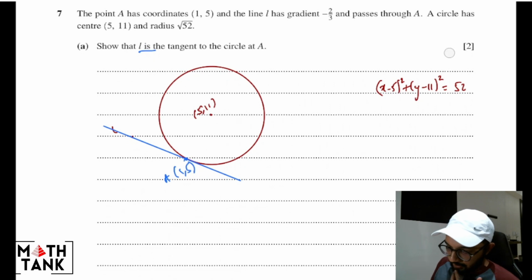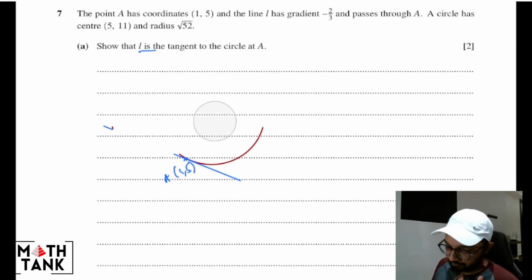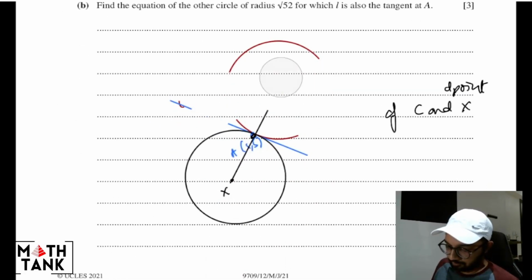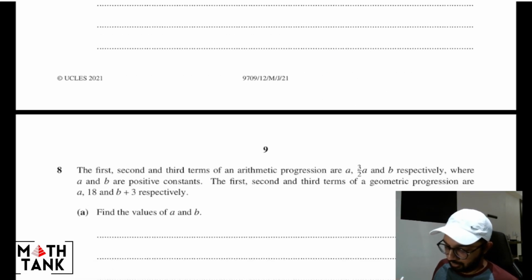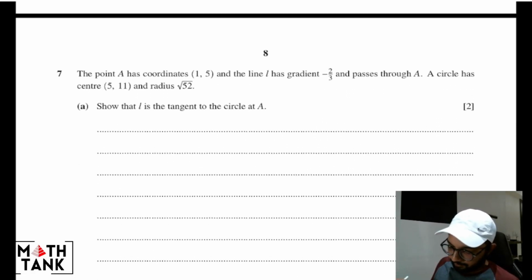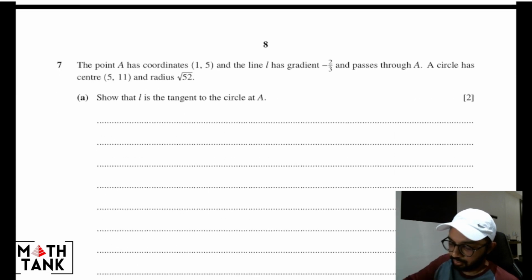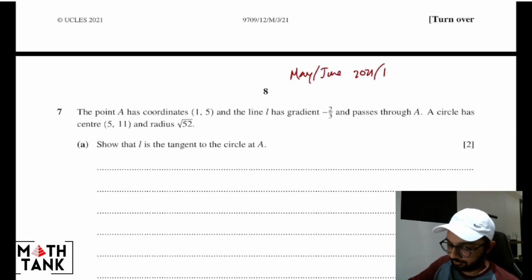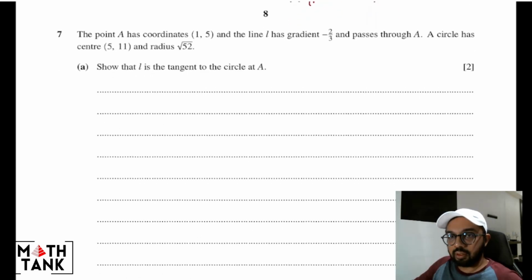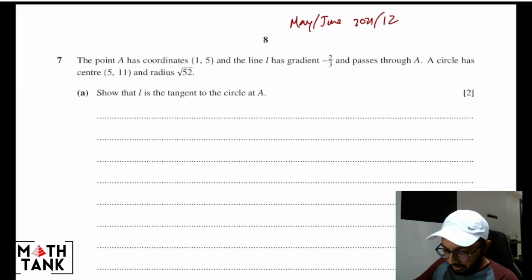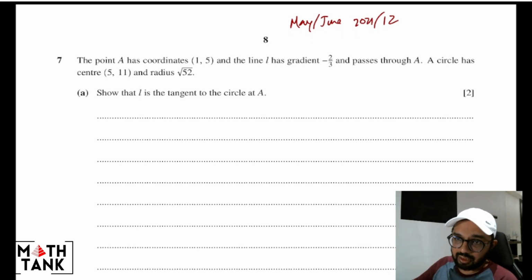Okay, that's another question, it has an interesting component here. That's May June 2021, variant 1 2. That's question number 7. It says the point A has coordinates this and the line L has gradient this and passes through A. A circle has center this and radius that. Show that L is tangent to the circle at A.